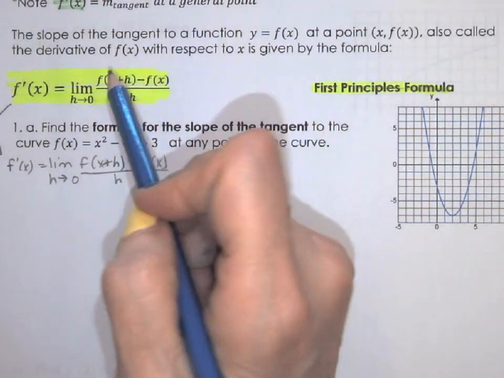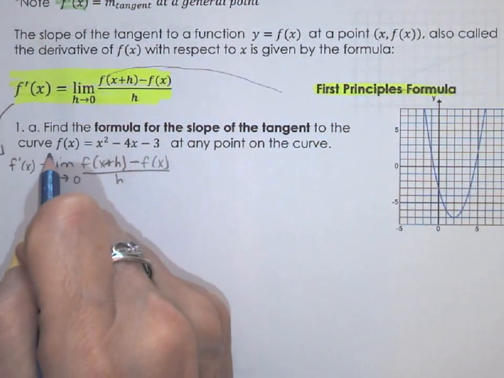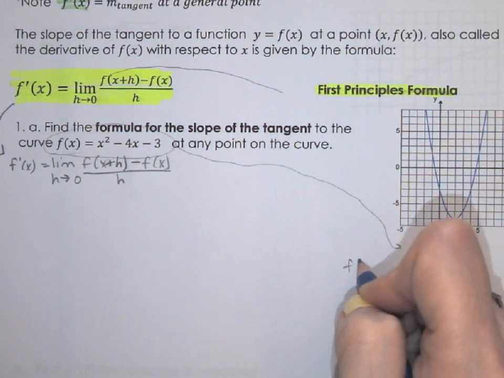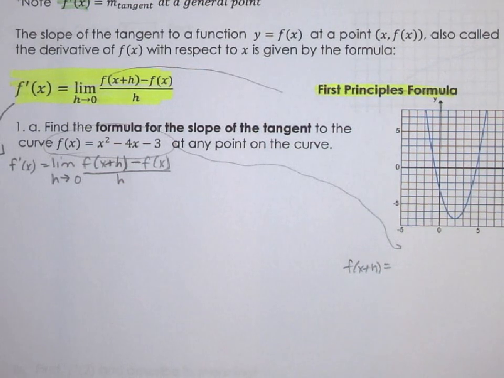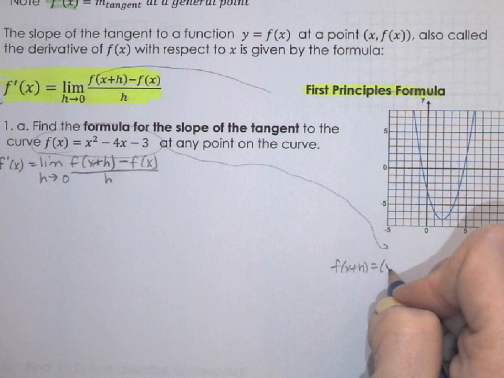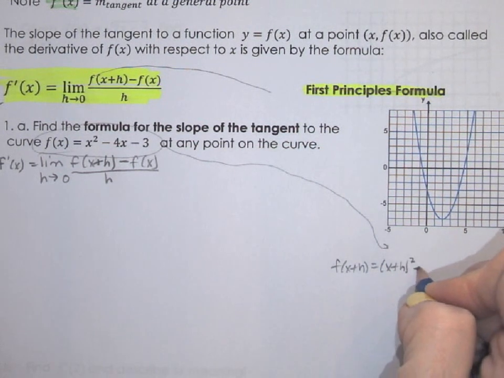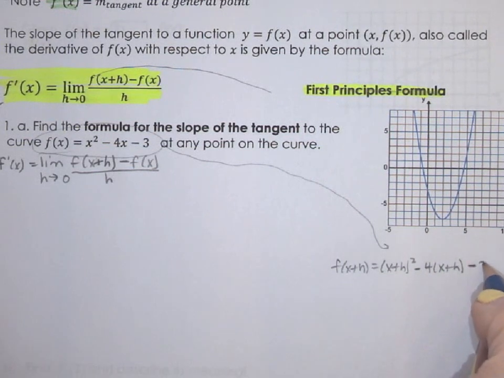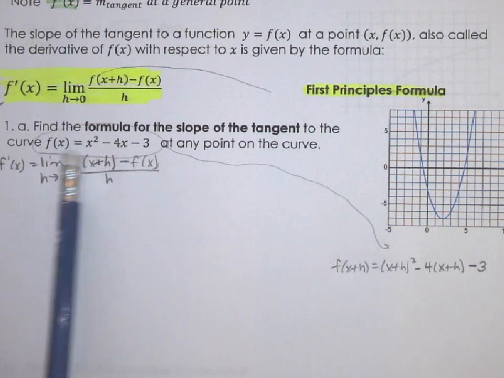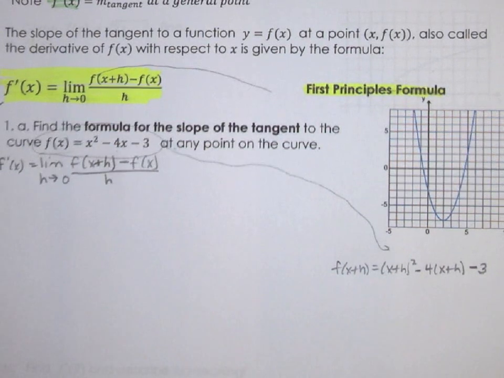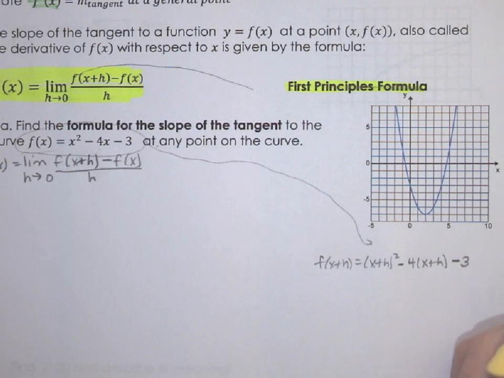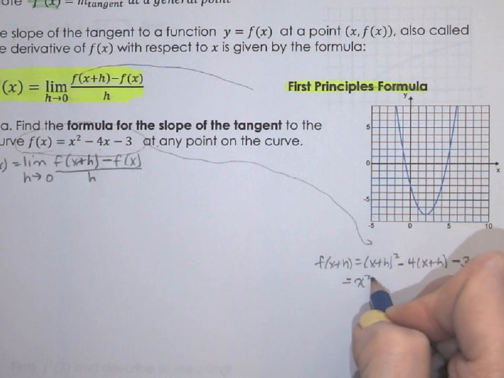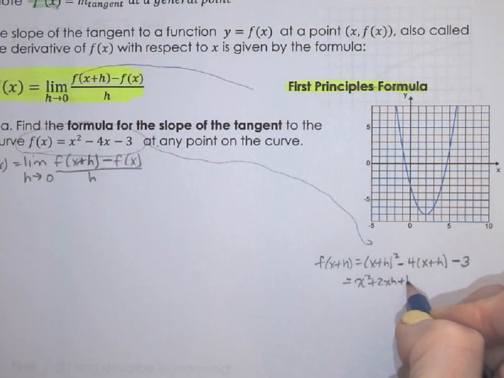So we're going to use a similar idea when we're finding f at x plus h. So for this function here, f at x plus h is going to be x plus h squared minus 4 times x plus h minus 3. And I just used the defining formula for f at x and replaced each x with x plus h. Now, if you can expand x plus h squared, great. It's x squared plus 2xh plus h squared.